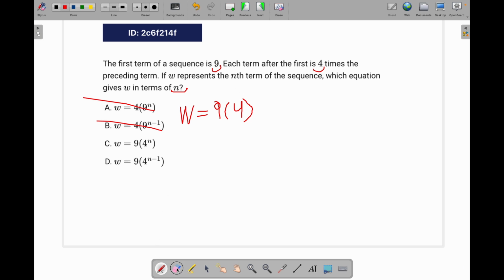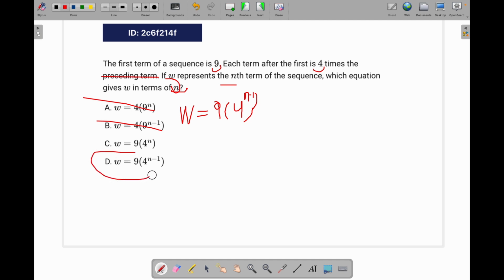Let's erase this. Let's look at this. It says it's 4 times the preceding term. We're calling n a term. So you would have to write n right here, but it has to be n the preceding term, meaning you're subtracting 1 from it. Like this. The reason you're doing it is because each term after the first isn't 4 times the current term. It's not 4 to the nth. It's times the preceding term. So it's 4 to the nth minus 1 is how you have to view it. And you're going to get your answer as D.